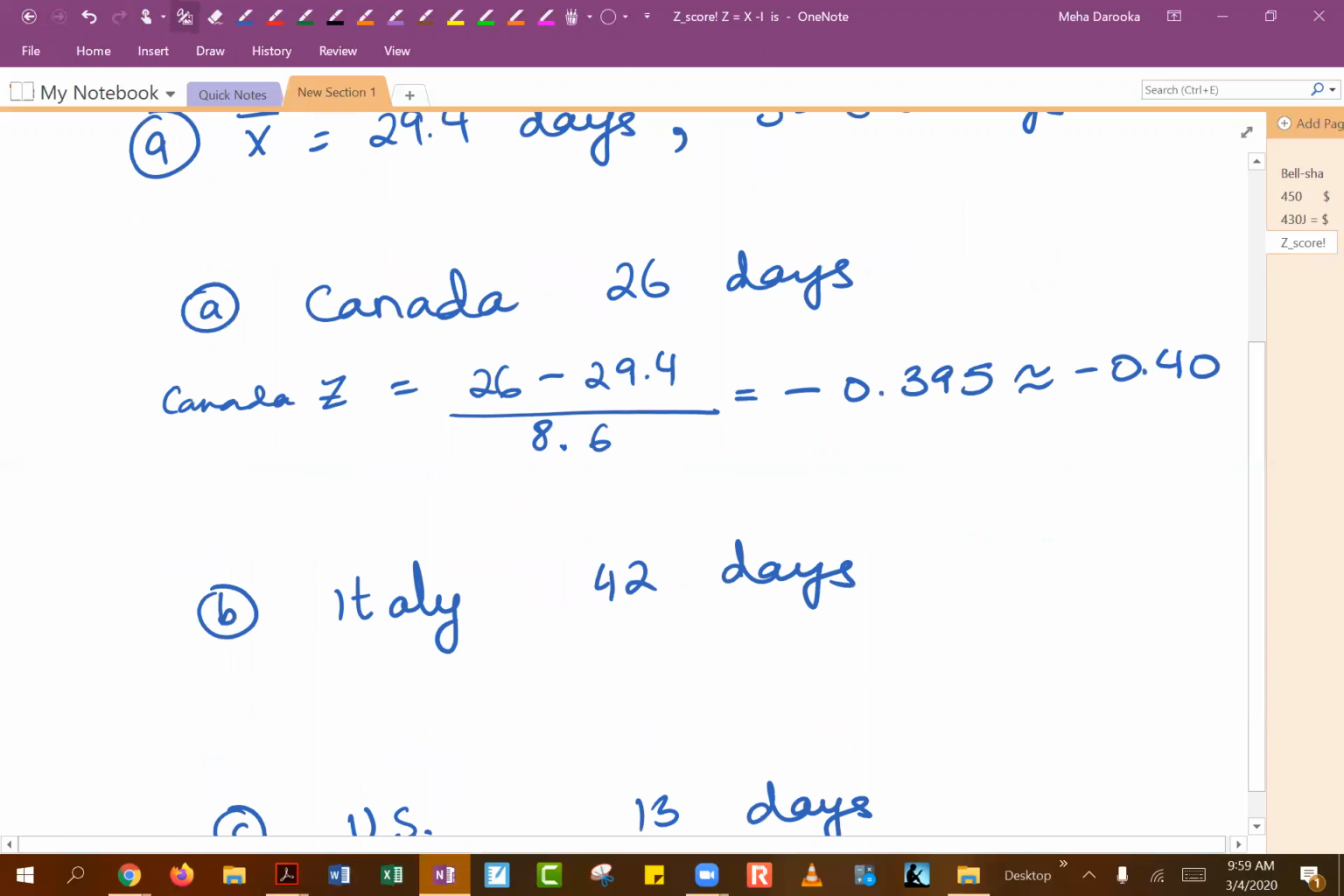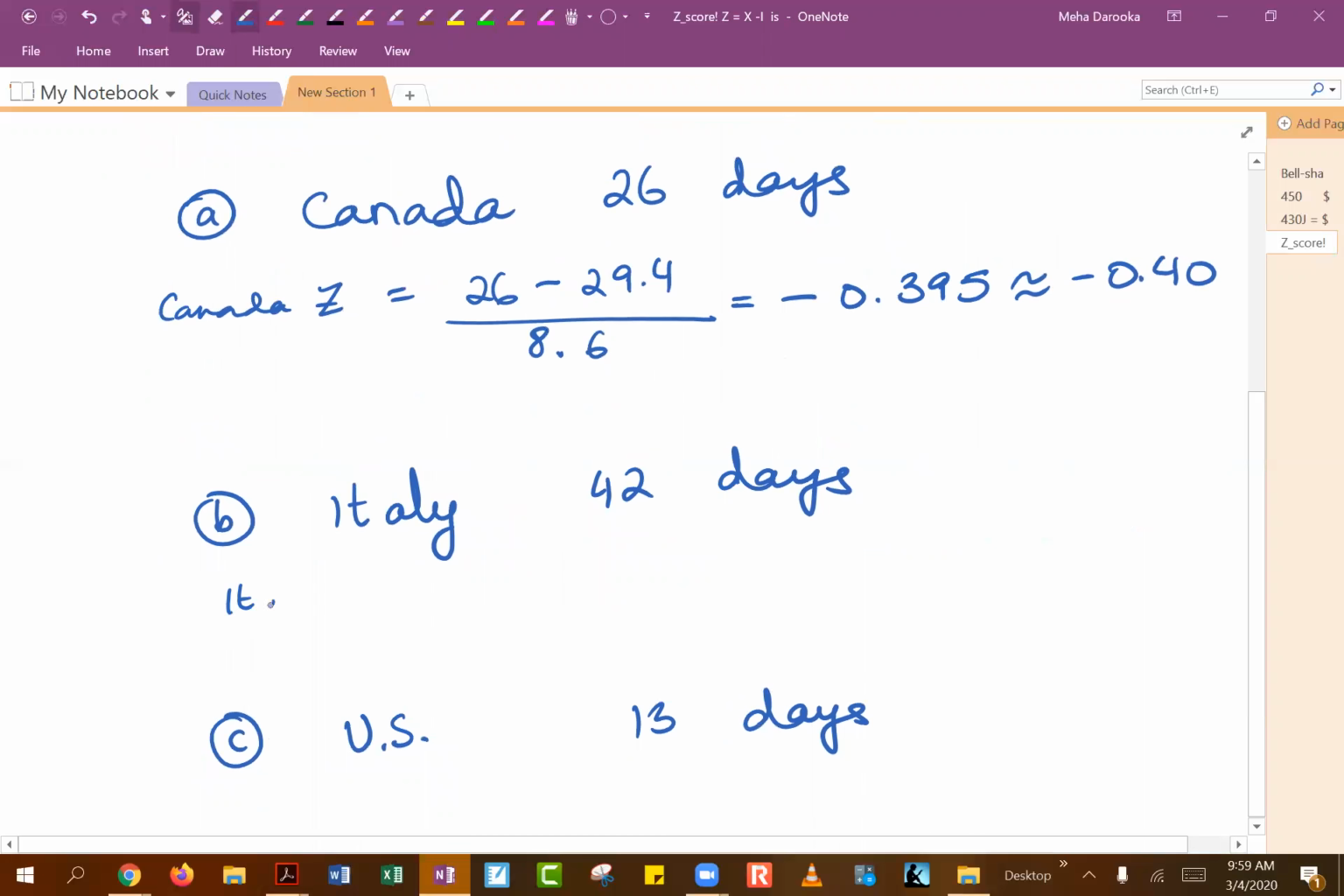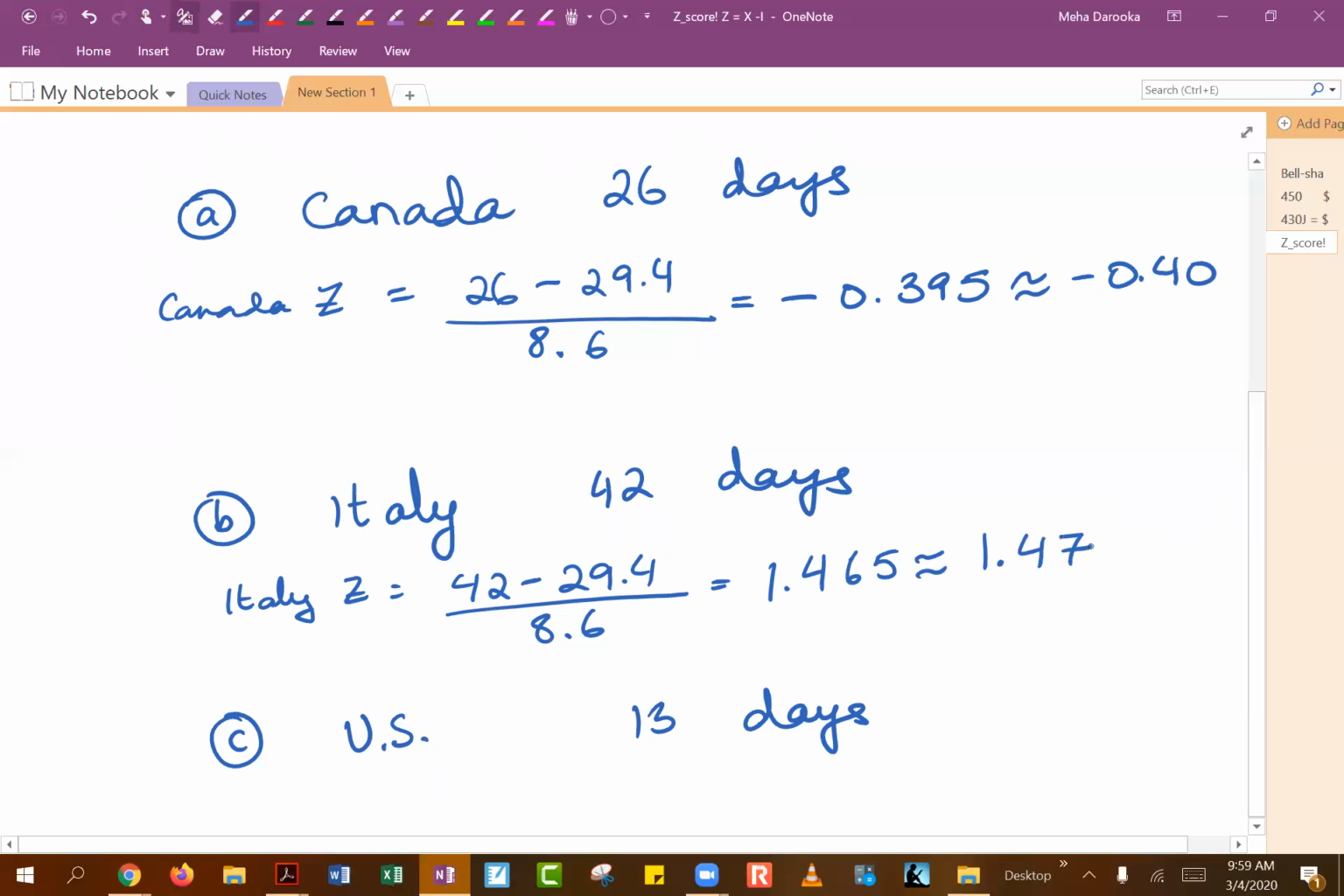Italy is taking 42 days of vacation. Maybe we should move to Italy. And what did that number come out to be? 1.47. So above the mean, obviously, since 42 is a number higher than 29.4, so I'm getting 1.465, so 1.47, right? 2 decimal places.